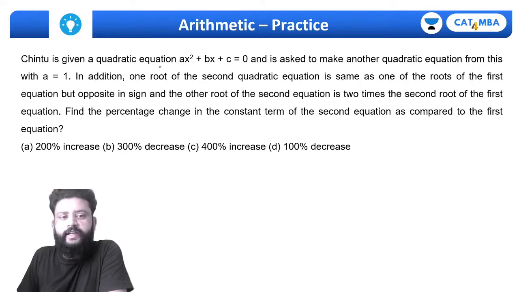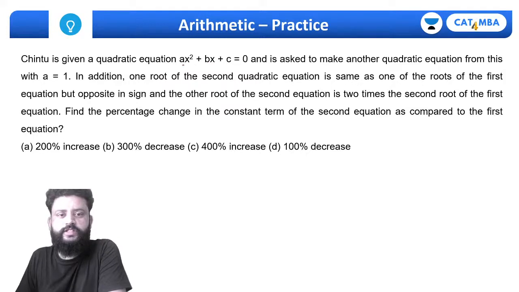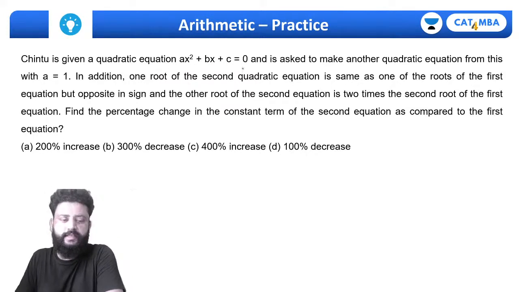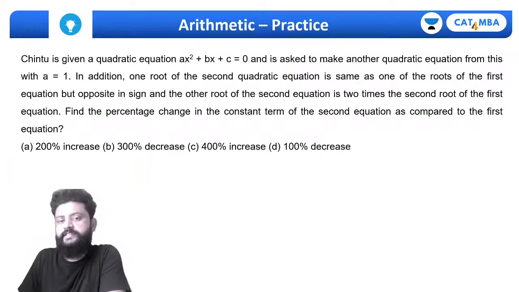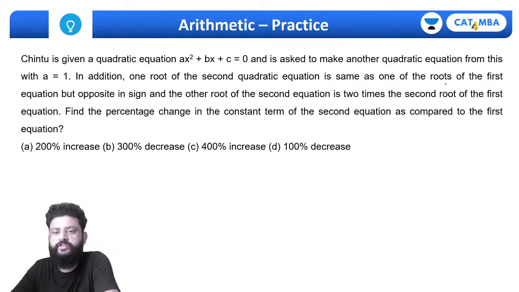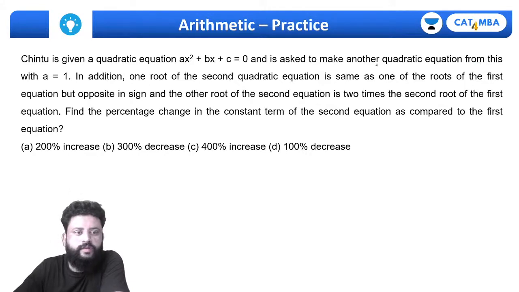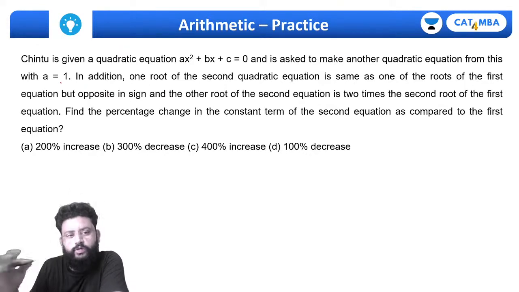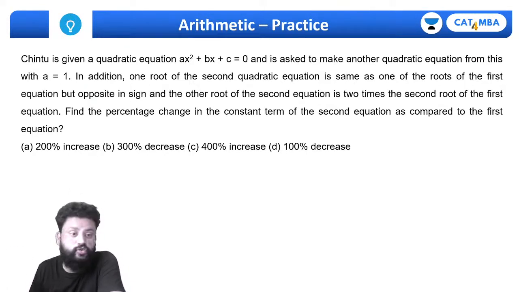Chintu is given a quadratic equation, which is this: ax square plus bx plus c. That's the general form of quadratic equation, and he is asked to make another quadratic equation from this with a equal to 1. So जो next equation रहेगा उसमें a equal to 1 है, ये original equation में a equal to 1 नहीं है. Okay.